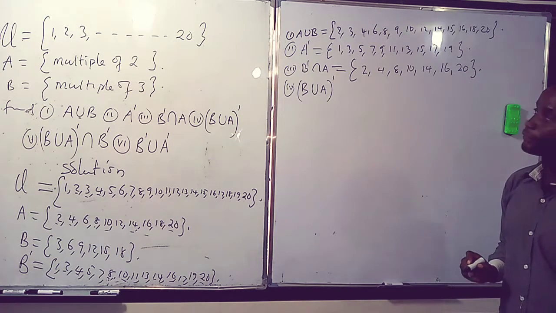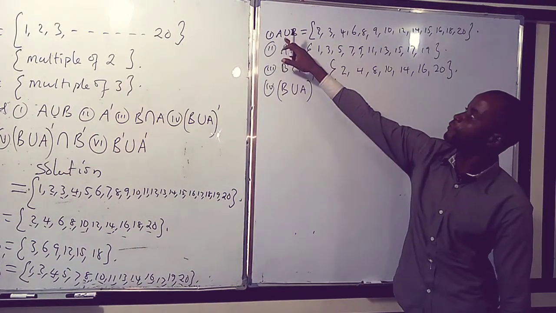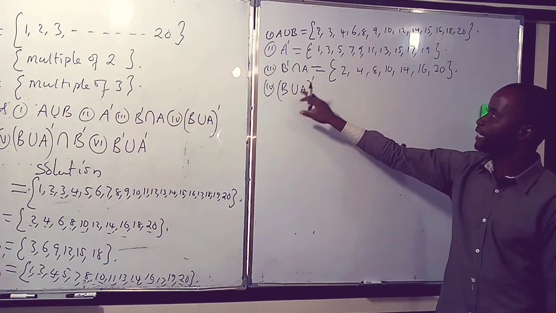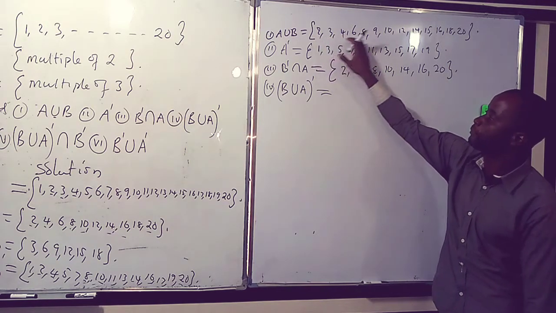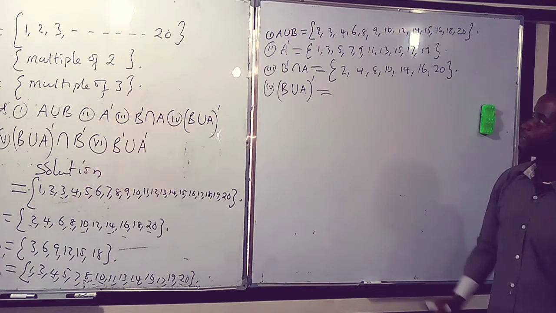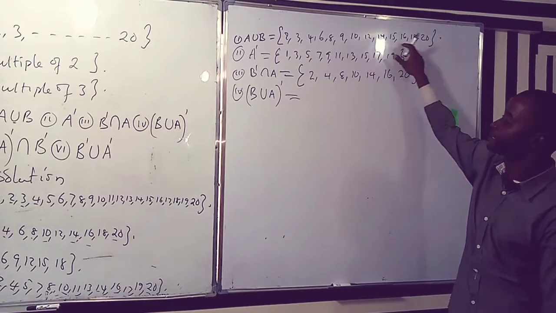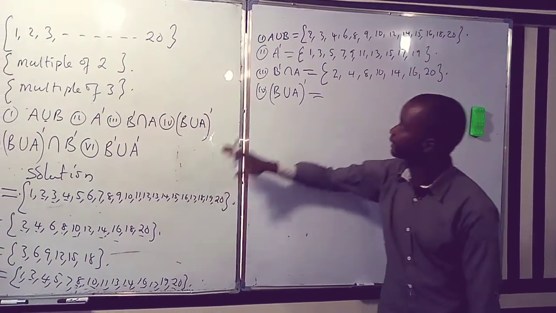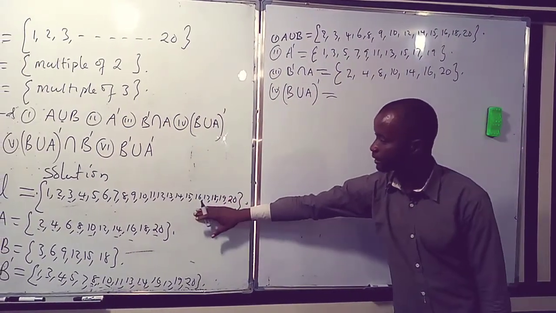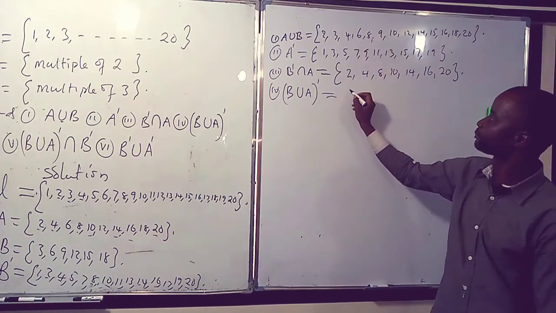But recall from the first question, we have A union B. Let's now find A union B prime. That means we are going to compare this A union B to the universal set, because these are the elements present in A union B. Let's compare it to the universal set, and find all the elements that are present in the universal set but not in A union B.